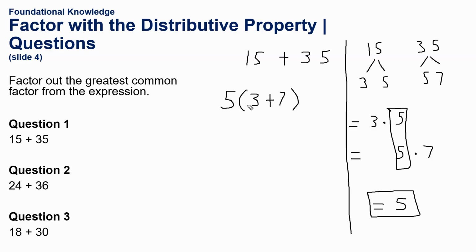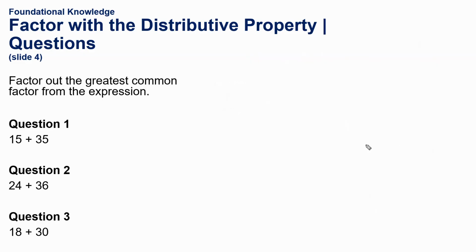So we have 5 parentheses 3 plus 7. You again could multiply 5 times 3 to get to 15 and 5 times 7 to get to 35 to get back to where you were just at. Okay? So this is our answer for this particular problem. Let's take a look at the next one.